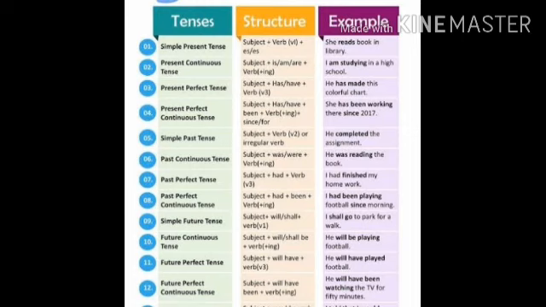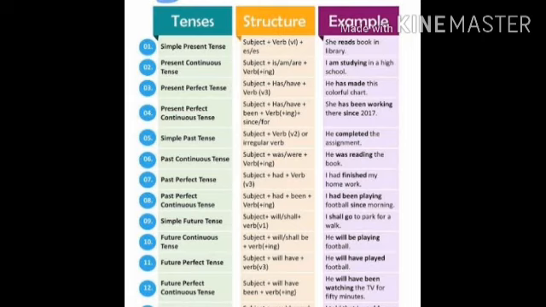So in fourth is present perfect continuous tense. The formation is subject plus has or have been. Which helping verb we will use in this tense? Has been or have been, plus first form of verb plus ing plus since or for plus time. So the example is she has been working there since 2017.